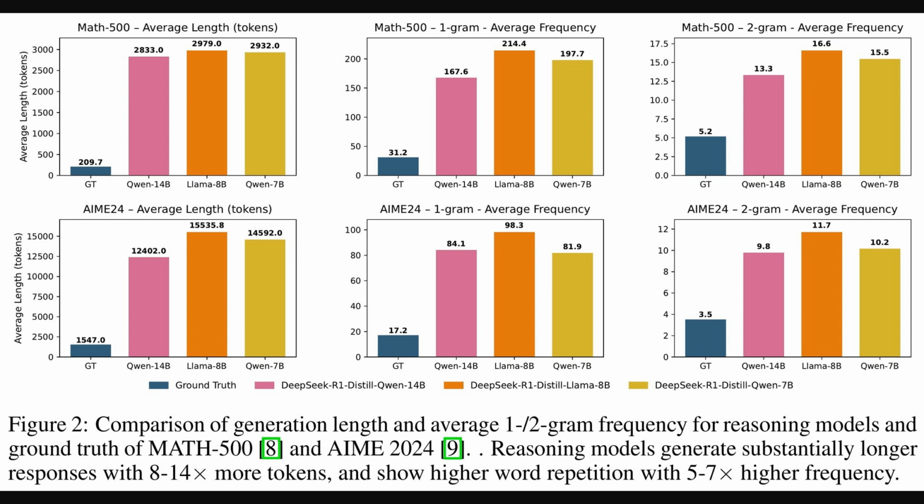And these charts really quantify the problem we just saw with that math example. On the left, we're looking at the average length of the model's response. You can see across both the Math 500 and AIME 24 datasets, the models generate responses that are way longer than the ground truth, which are the ideal human-written solutions. Then, the charts on the right look at repetition. They measure the frequency of 1-grams, which are just single words, and 2-grams, which are 2-word phrases. And again, the models show a much higher frequency, meaning they're repeating the same words and phrases far more often. This data shows that model-generated reasoning is not just long, but also highly repetitive.